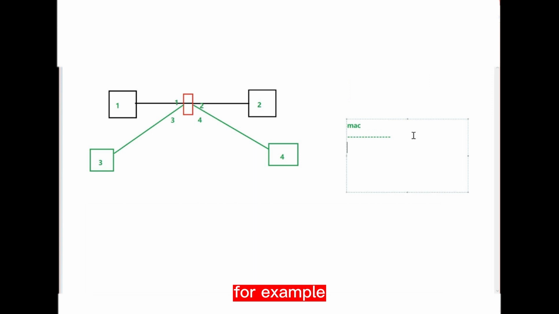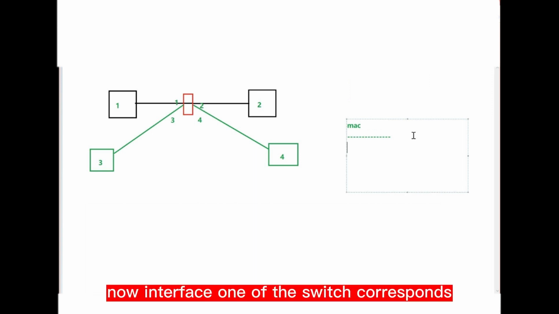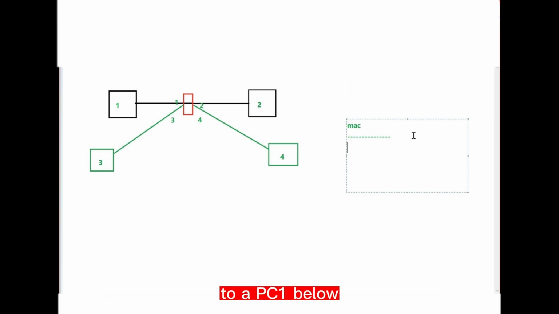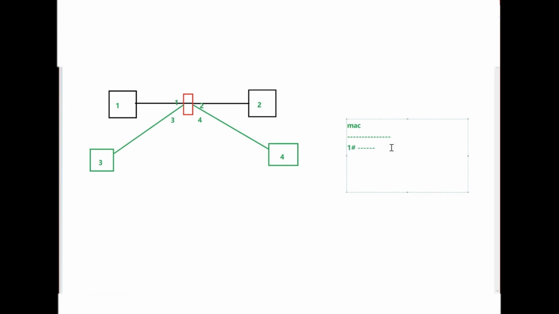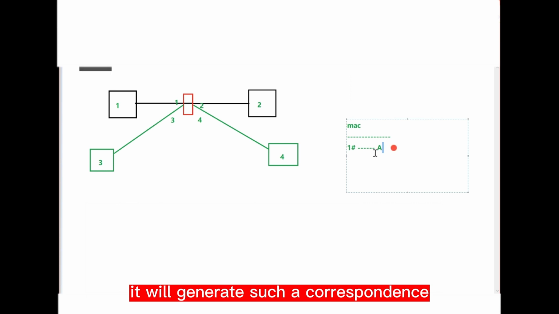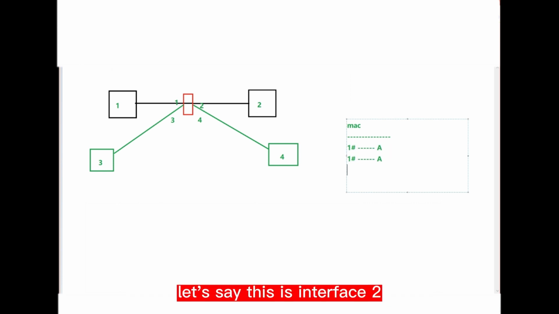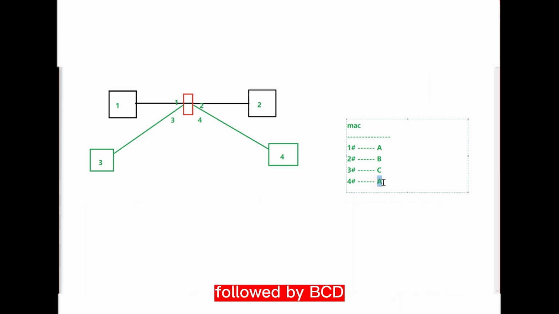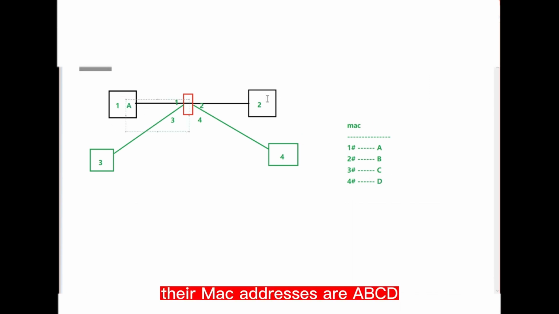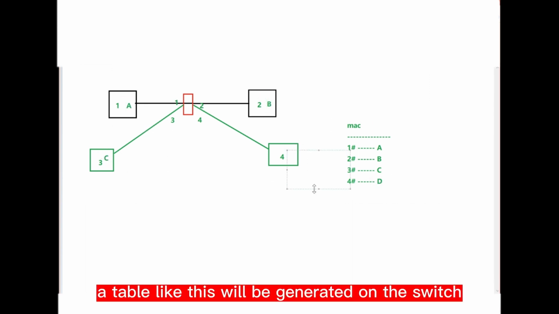What is stored in this table? For example, interface 1 of the switch corresponds to PC1 below. Suppose the MAC address of PC1 is A. It will generate such a correspondence. Let's say this is interface 2, interface 3, and interface 4. Such information is stored locally, followed by B, C, D. Their MAC addresses are A, B, C, D. A table like this will be generated on the switch.